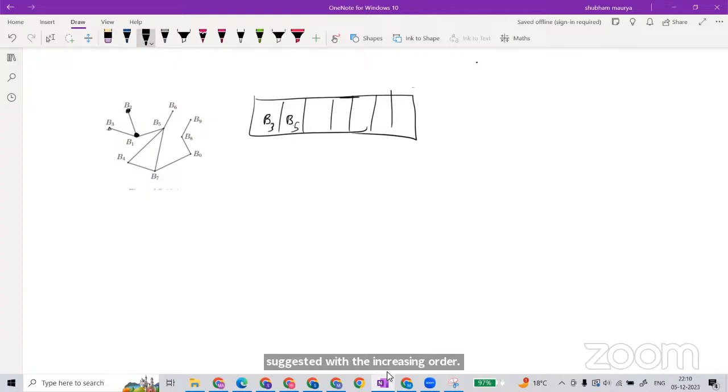So B3. From B3 I cannot visit anything new. Now once I started exploring B3, I just erased this B3, and B5 will be shifted here. This means that this remains to explore. I started exploring B3. There is no new vertex which I visited from B3.